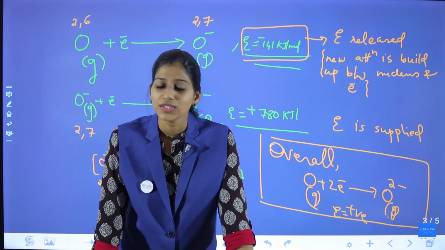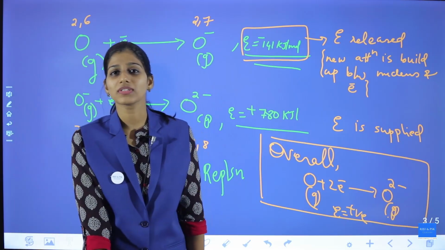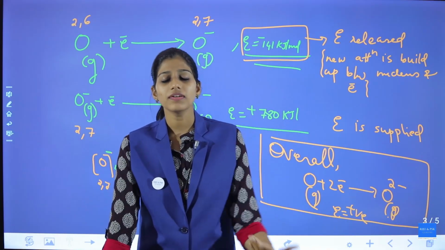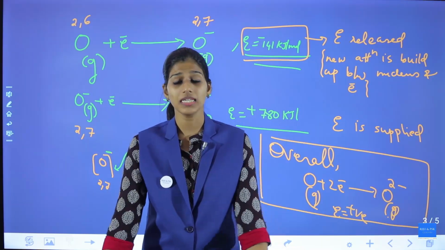Is that clear? So in this slide we have just discussed the first electron gain enthalpy and the second electron gain enthalpy. If the first electron gain enthalpy is negative, that indicates energy is released.